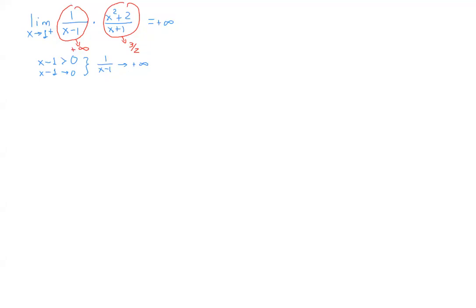And now let's see what happens with the other limit. So we have the limit as x approaches 1 from the left of 1 over x minus 1 times x squared plus 2 over x plus 1. And now we can argue that x minus 1 is less than 0. x minus 1 approaches 0, which means that 1 over x minus 1 approaches negative infinity. So now we can say that this approaches negative infinity. This will be approaching 3/2.